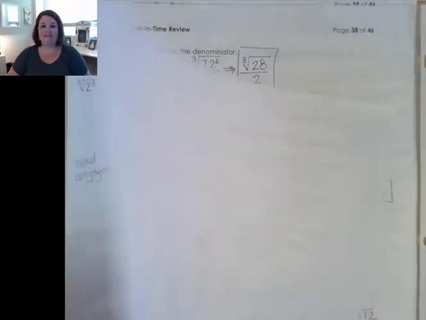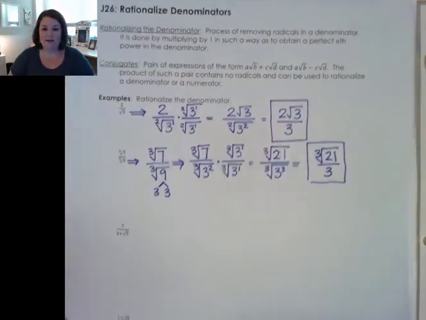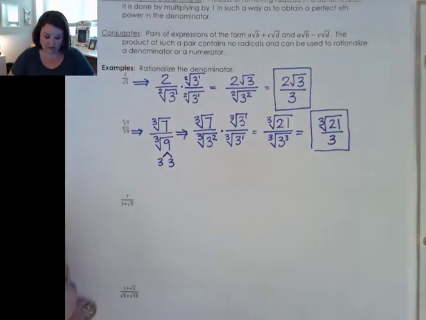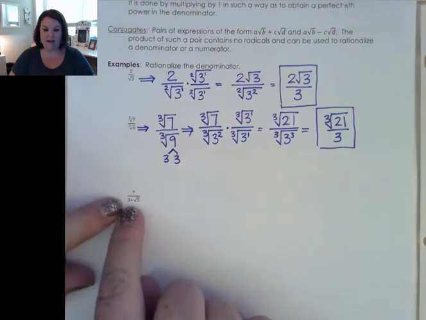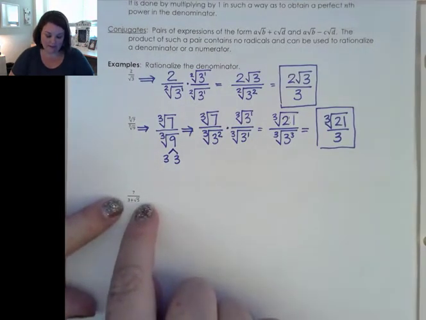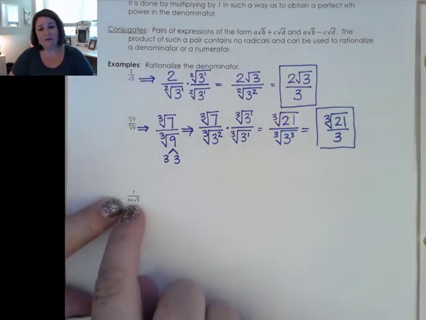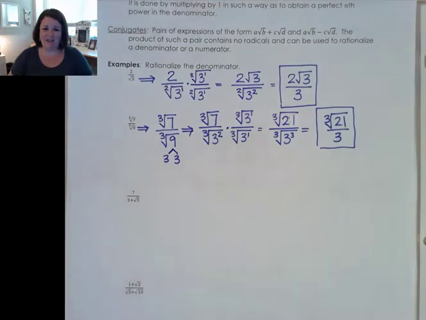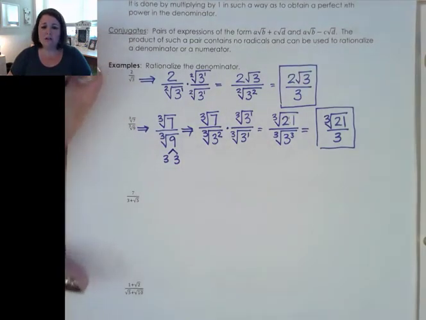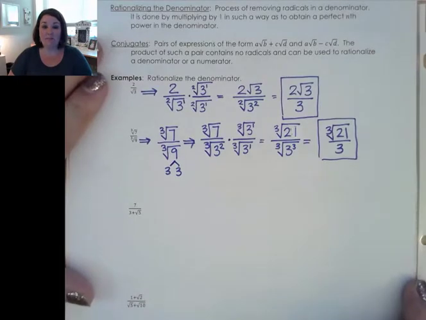The other case is when we have more than one term in the denominator, like here we have 3 plus 5 square root of 2. It wouldn't be enough to just multiply by a square root of 5, because then I'd end up with a 3 square root of 5, and that doesn't actually get rid of it. So what we're going to use is this idea that we can multiply by its conjugate pair.